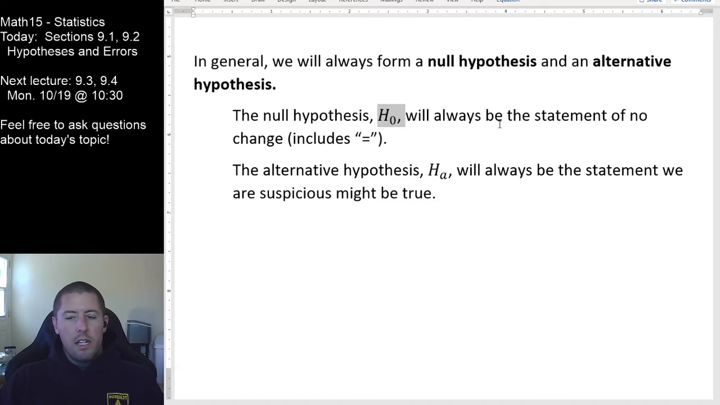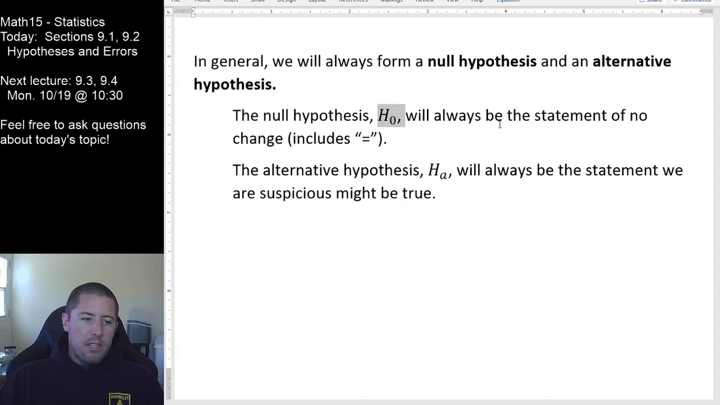Alternatively, our alternative hypothesis, H sub A for alternative, is always going to be the statement that we're actually suspicious might be true. We're always thinking, hey, I've developed this new drug. I think that it actually is going to increase people's ability to fight this certain type of cancer.